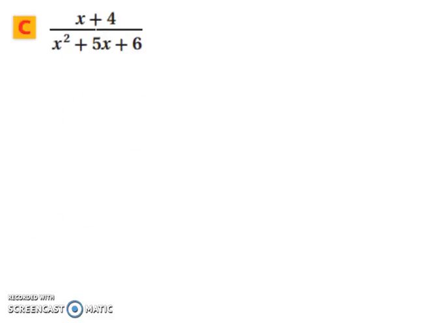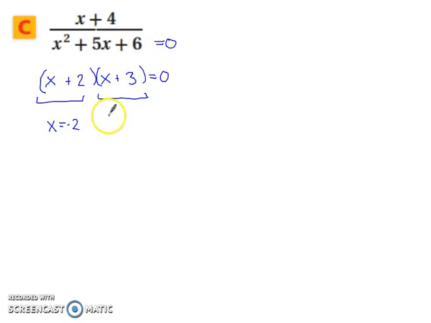Let's try one with a trinomial in the denominator. So we want to set our denominator equal to 0. And in this case, we want to factor. So we're going to factor. We want two values that multiply to give us 6, but when we add them, we get 5. So in this case, it will be a positive 2 and a positive 3. And then we're going to set each piece equal to 0 separately. So in this first one, we end up with x equals negative 2. And in the second one, we end up with x equals negative 3. So our excluded values are negative 2 and negative 3.